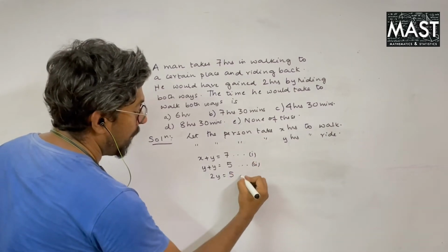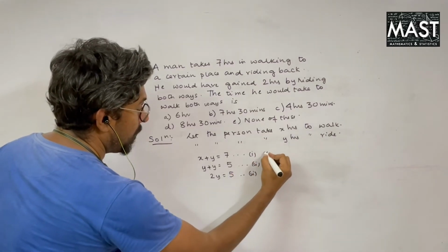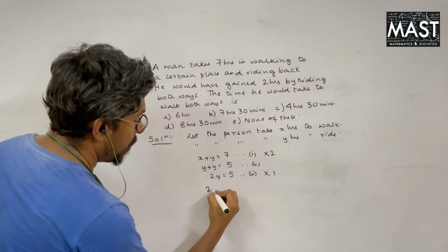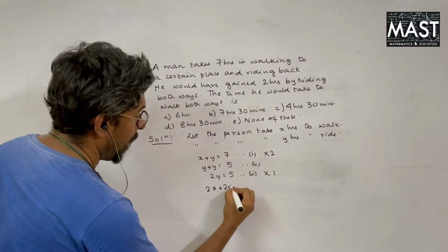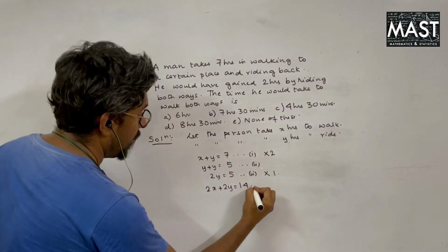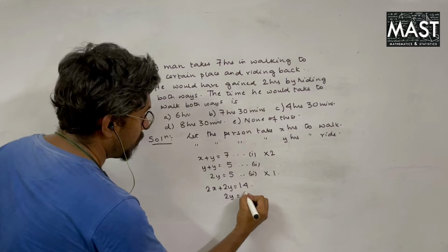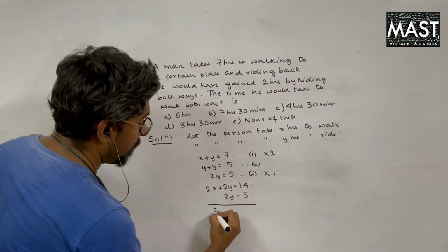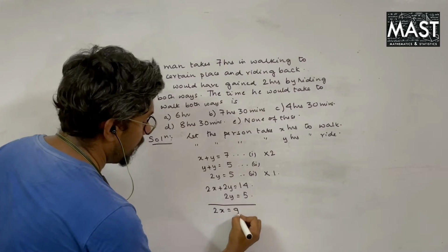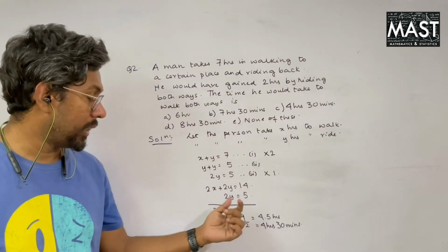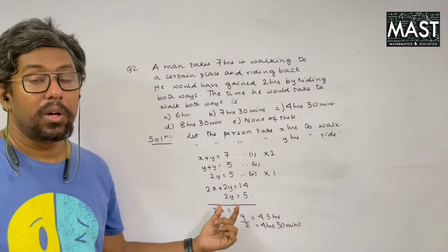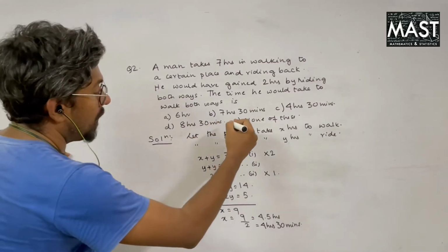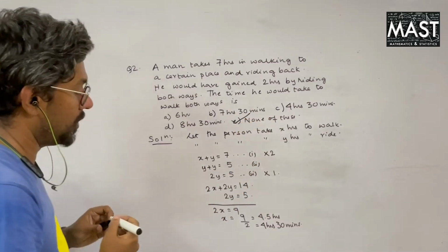Now if I multiply equation 1 with 2 and equation 2 with 1, we will get 2x plus 2y equals 14 and 2y equals 5. That means if we subtract, we get 2x equals 9. So 2x equals 9. That means if the person walks both ways, he would take 9 hours. So the answer here would be none of these.